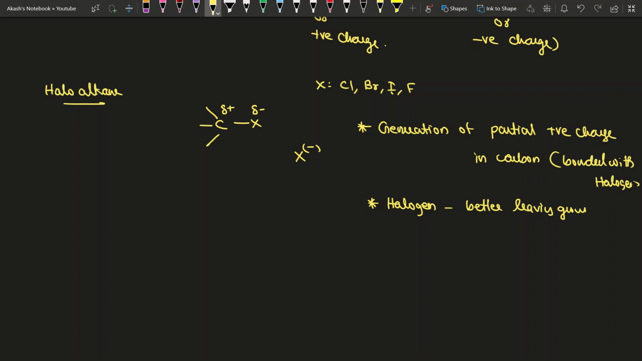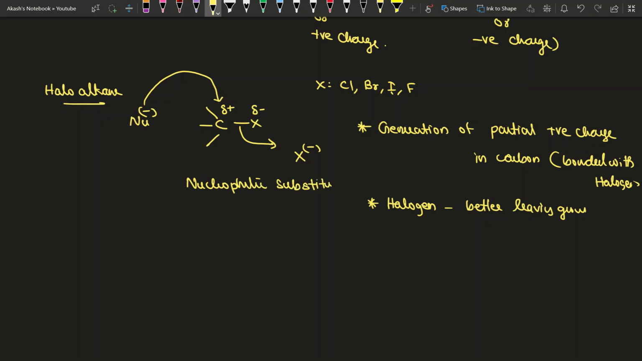Since the halogen is getting a partial negative charge, it is very easy for the halogen to cleave as X minus. That is why when a nucleophile comes and attacks this carbon, this halogen automatically cleaves. Since the nucleophile is substituting the halogen, this is called a nucleophilic substitution.